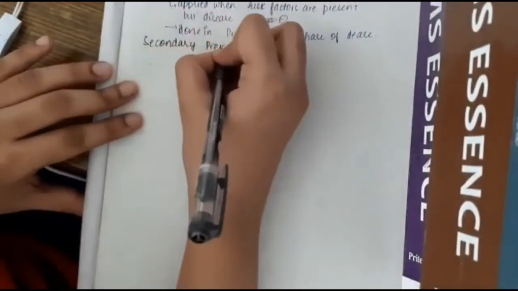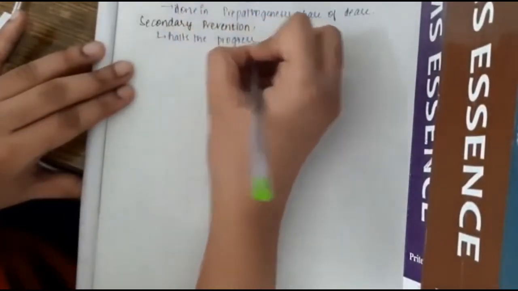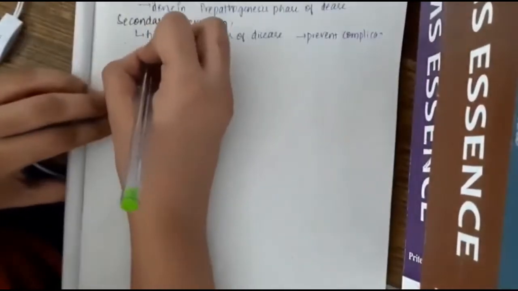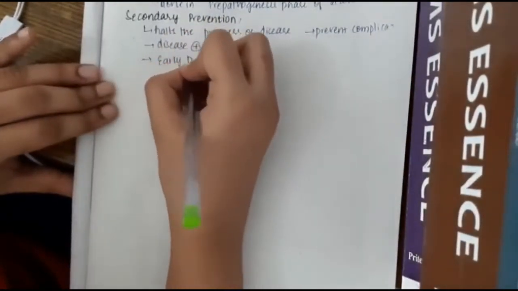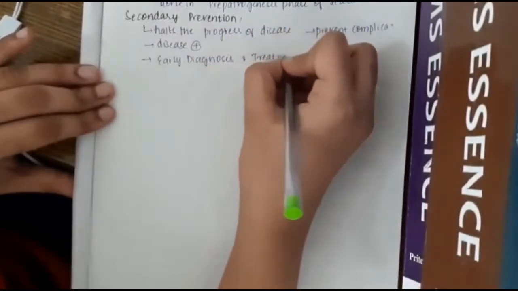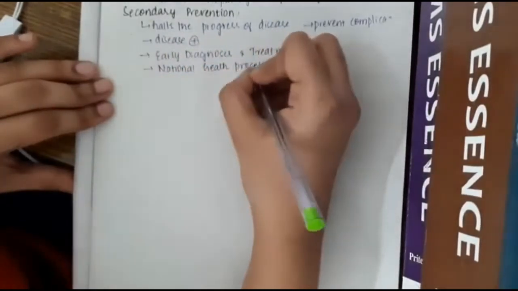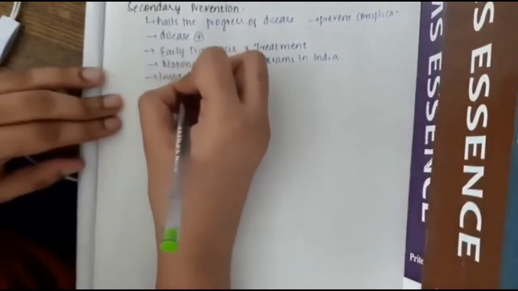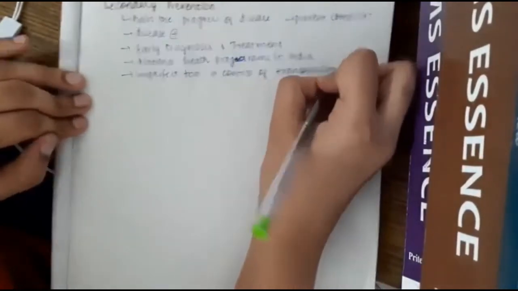Then we have the next level of prevention, which is secondary prevention. Secondary prevention stops the progression of the disease, and this will prevent the occurrence of complications. Here in secondary prevention, the disease is present, so this includes diagnosis of the disease and treatment of disease. Many of the national health programs in India run under secondary prevention of disease. It is an imperfect tool to control the transmission of disease.